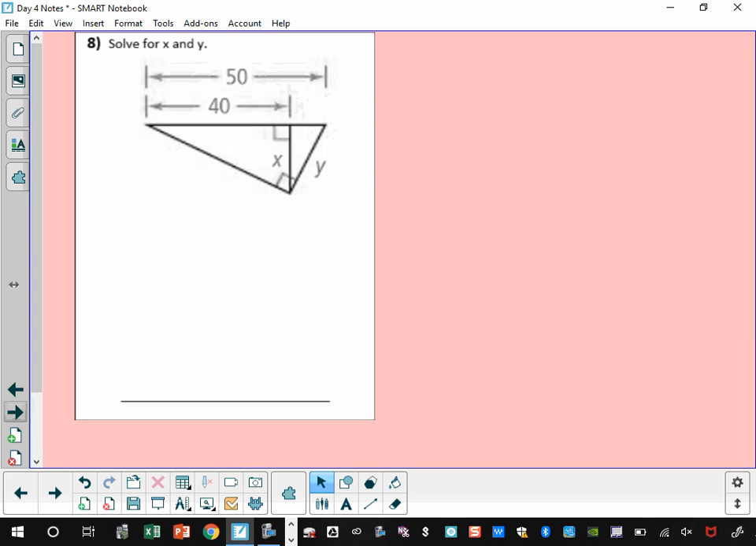Alright, look at number 8 here. They told me that this whole side was 50. If this part is 40, what do we get for this little piece over here? Guys, look at number 8. This would be 10. That is important. You have to write that down. Okay, so you're looking at these numbers in the red, not the ones in the black. You're looking at 40 and 10.